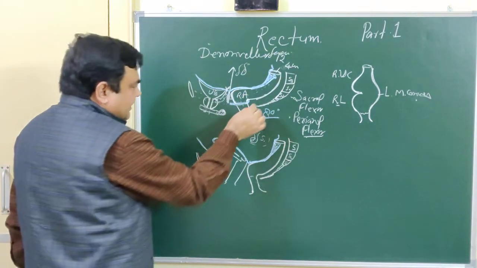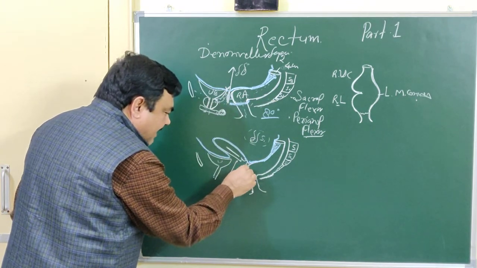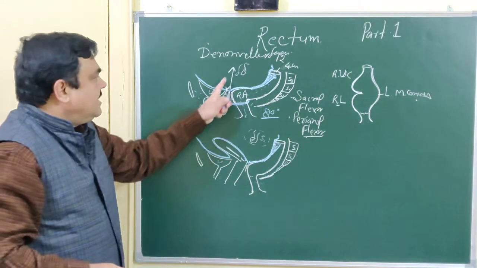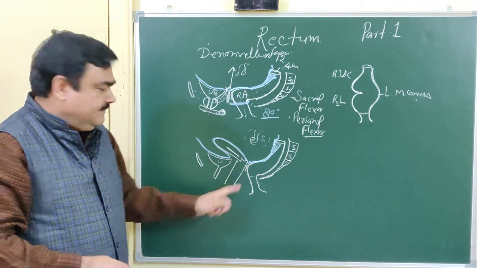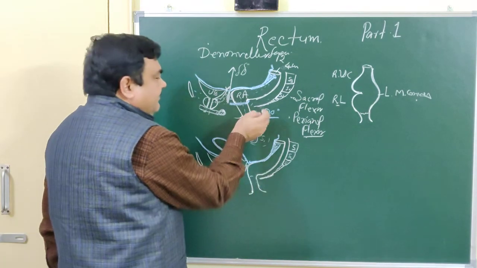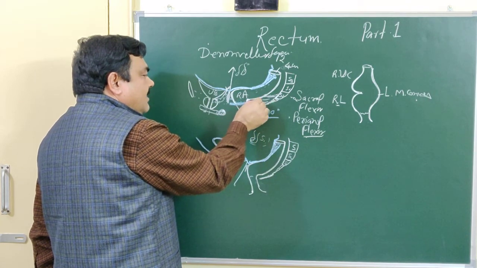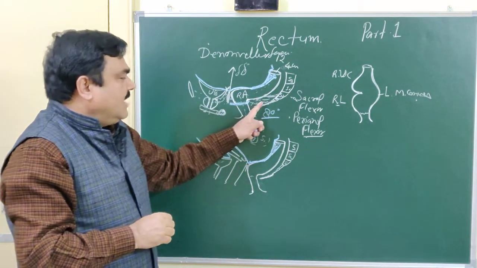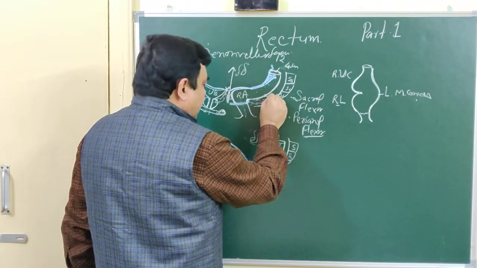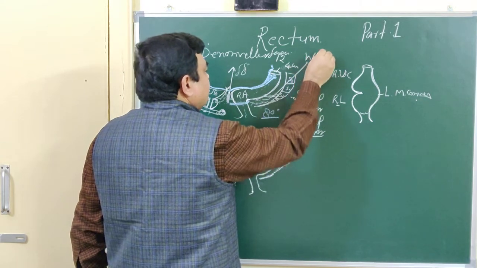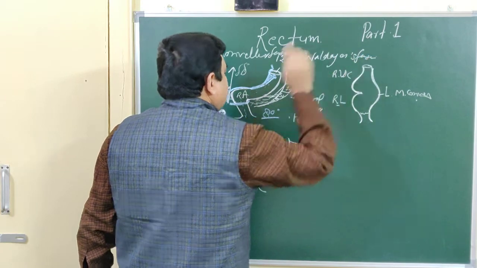And posteriorly, in the female this fascia is very ill defined. Here Denonvilliers fascia is present but ill defined. This is not very clear. And on the posterior side, the lower part is related with this fascia. Here is Waldeyer's fascia. This is Waldeyer's fascia.